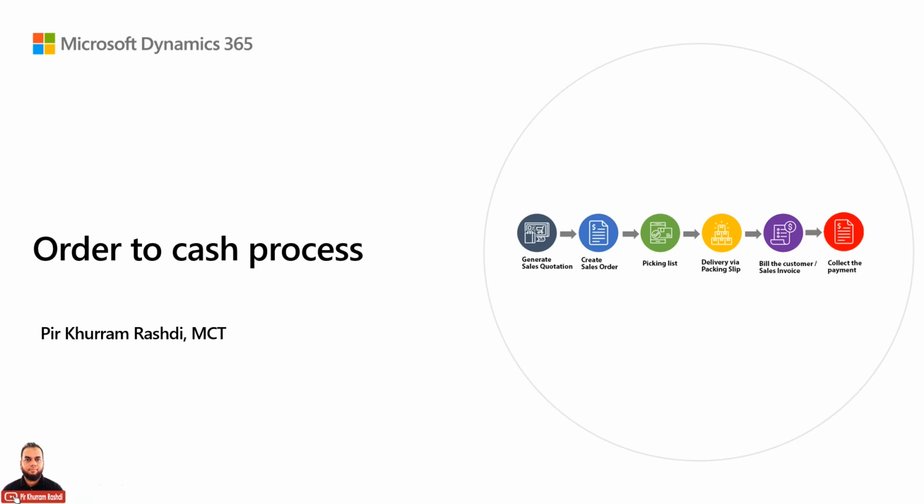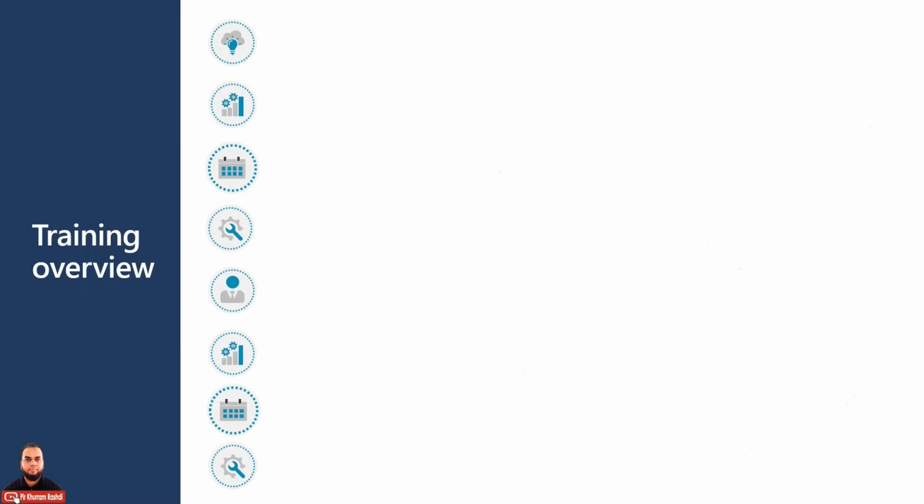Hello everyone. In today's session, we will cover the order to cash process on the sales and marketing module, or accounts receivable to a certain extent. The outline of the training session is, first of all, we will present an overview of the order to cash process, briefly what the end to end cycle is, and then we will also discuss some of the master data involved in the order to cash process.